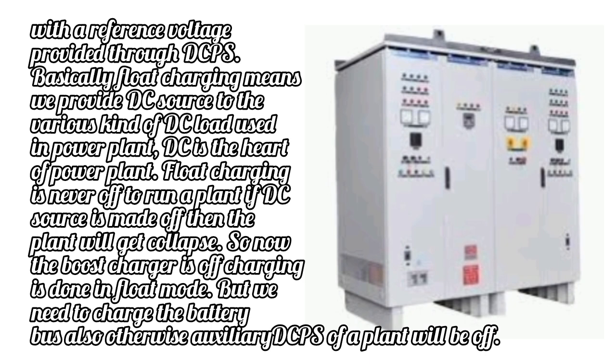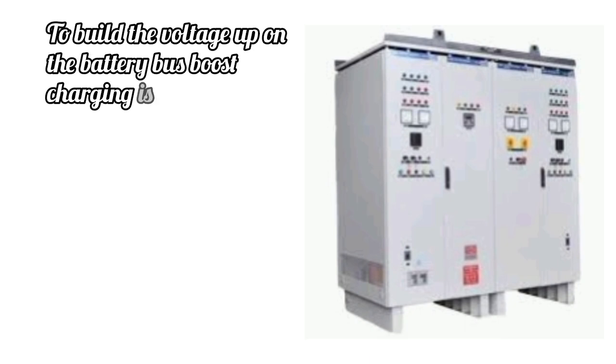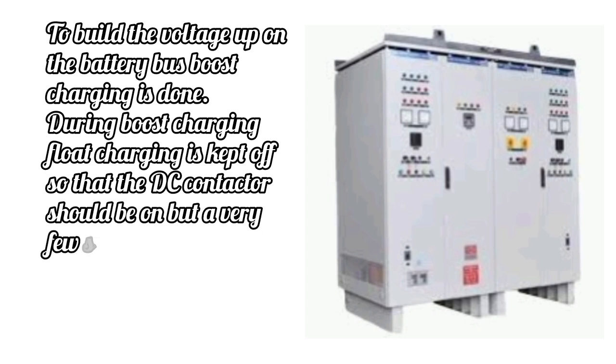DC is the heart of a power plant. Float charging is never off. To run a plant, if the DC source is made off, then the plant will collapse. So now the boost charger is off. Charging is done in float mode, but we need to charge the battery bus also, otherwise the auxiliary DCPS of a plant will be off. To build the voltage up on the battery bus, boost charging is done.